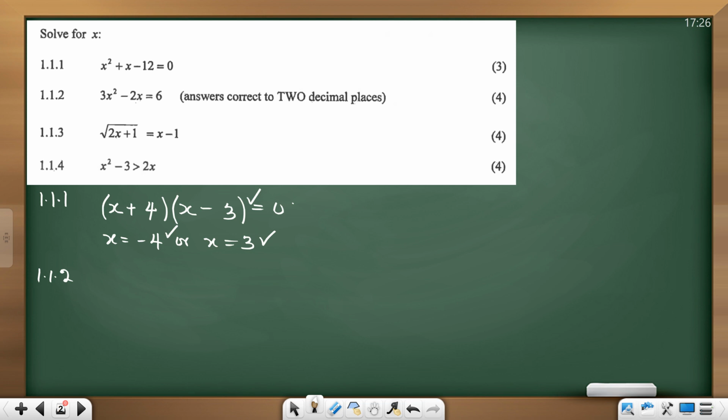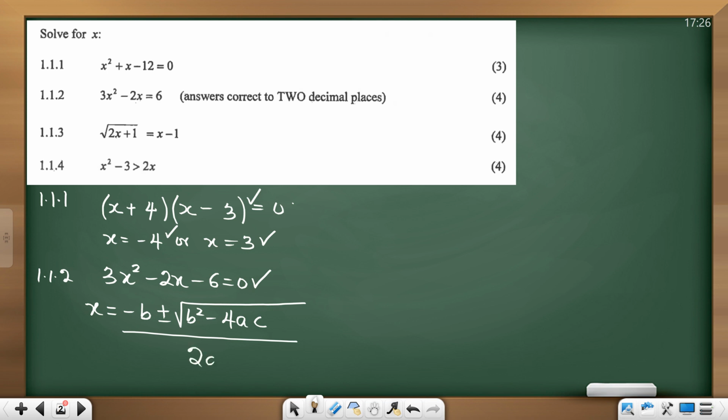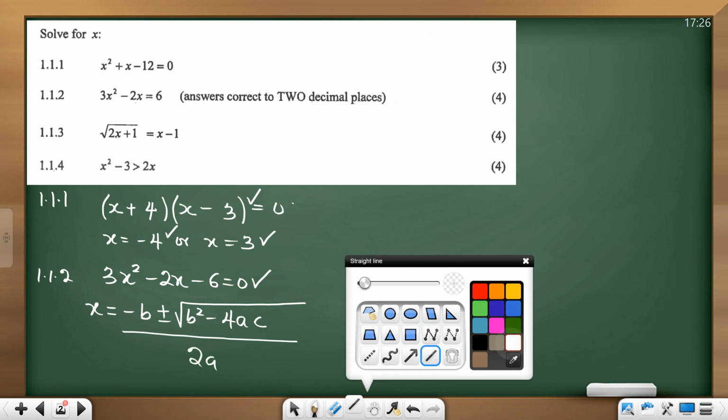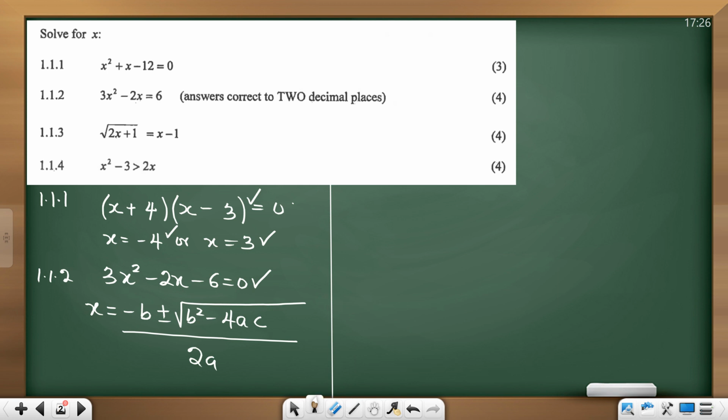Correct to 2 decimal places. First, it has to be written in standard form. All right, that gives us 3x squared minus 2x minus 6 equals to 0. That's 1 mark. Please write the formula: minus b plus or minus square root of b squared minus 4ac over 2a. Please write that formula and show your substitution. There is the mark of substitution.